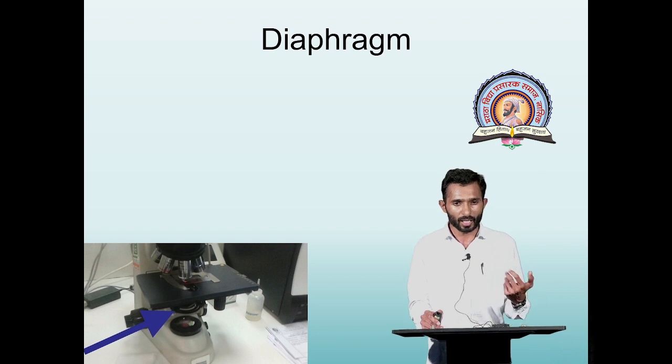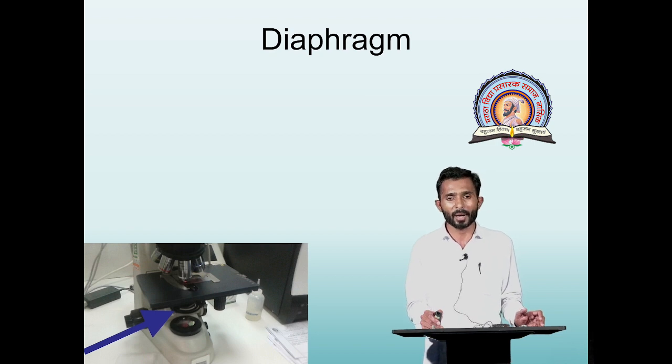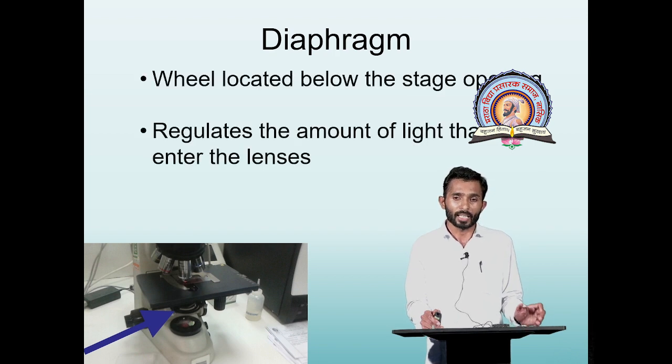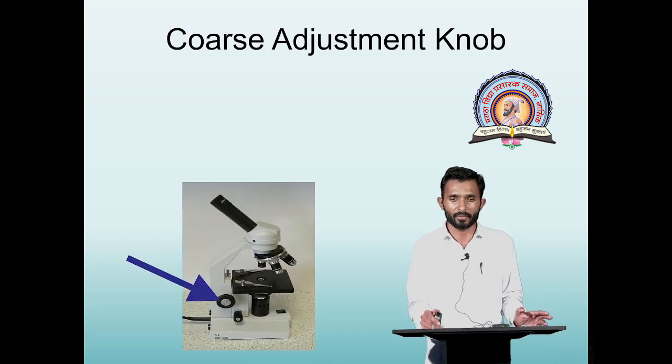Then above the light source, the next part of the microscope is the diaphragm. The diaphragm collects the light and regulates it. It is a wheel located below the stage, and it regulates how much light enters and passes through the condenser, diaphragm, and objective up to our eyes. So the proper viewing and magnification of the object is achieved with the help of the diaphragm.